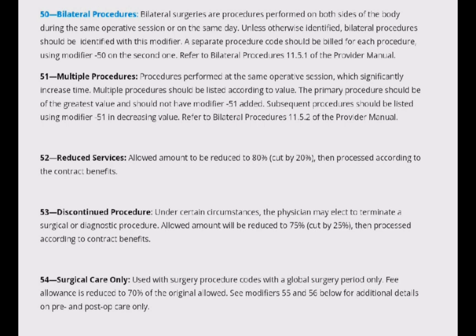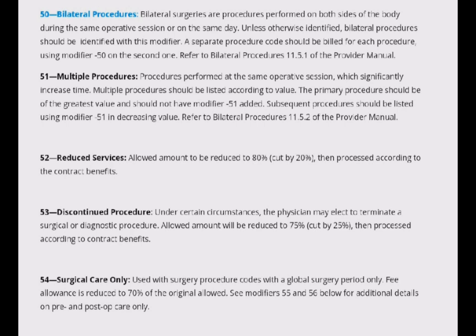51. Multiple procedures. Procedures performed at the same operative session, which significantly increase time. Multiple procedures should be listed according to value. The primary procedure should be of the greatest value and should not have modifier -51 added. Subsequent procedures should be listed using modifier -51 in decreasing value. Refer to Bilateral Procedures 11.5.2 of the Provider Manual.